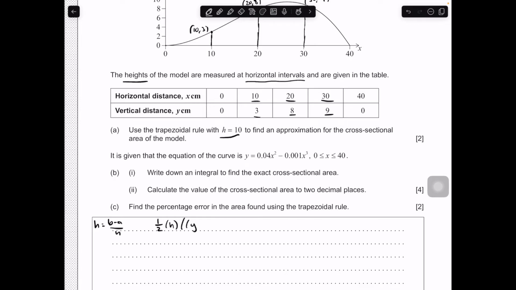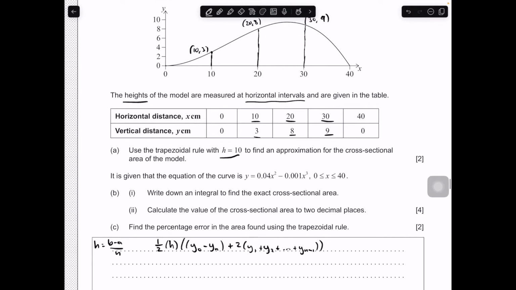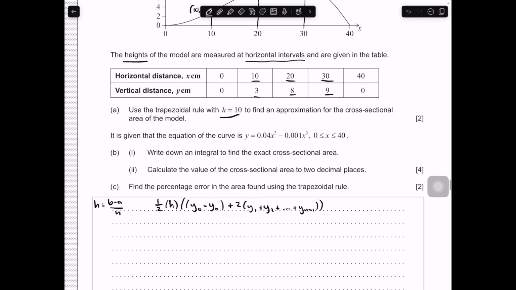And then we have y naught plus yn, plus 2 times y1 plus y2 plus dot dot dot, all the way to the second last one, yn minus 1. Okay, so the trapezoid rule can look a little intimidating, not gonna lie, but once we get familiar with it, it's actually not too bad. So let's see.